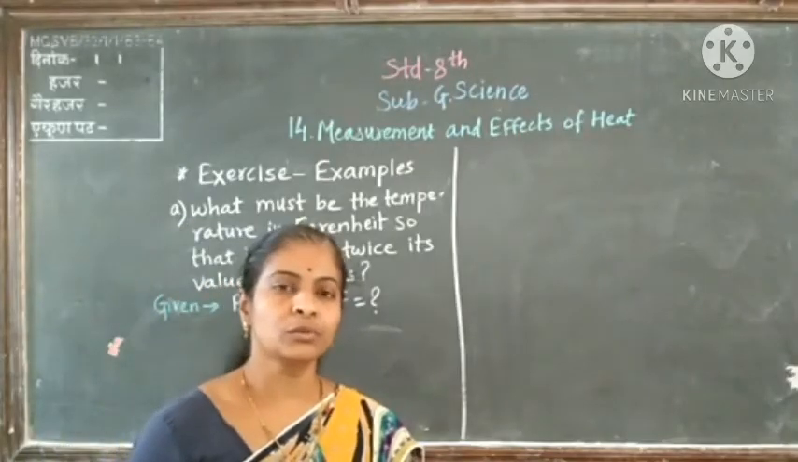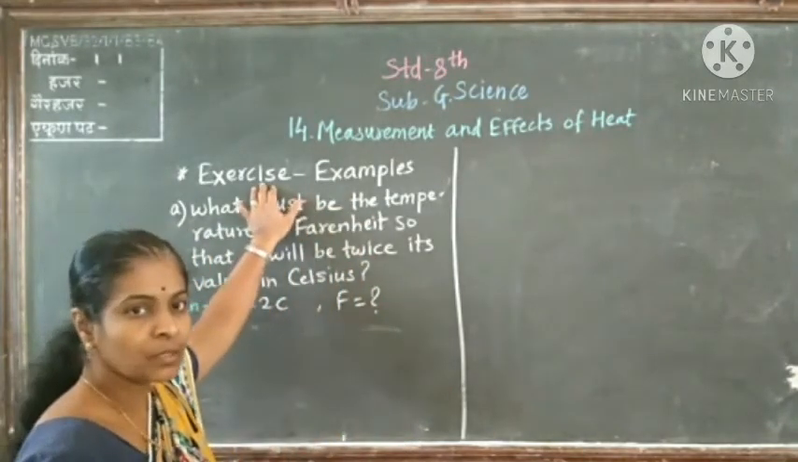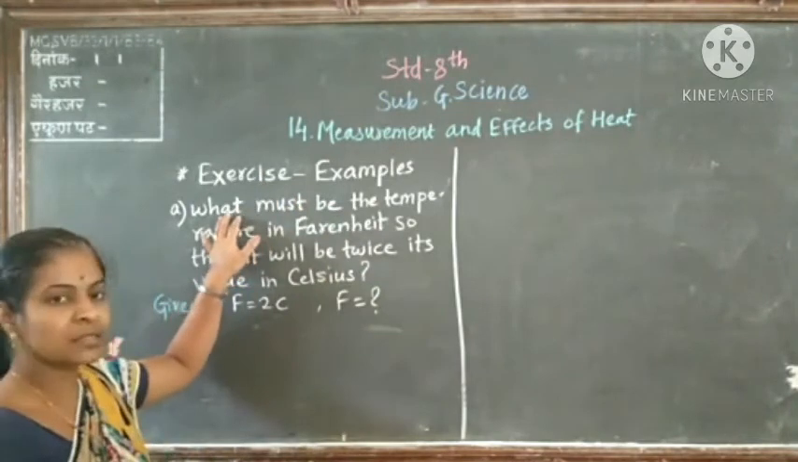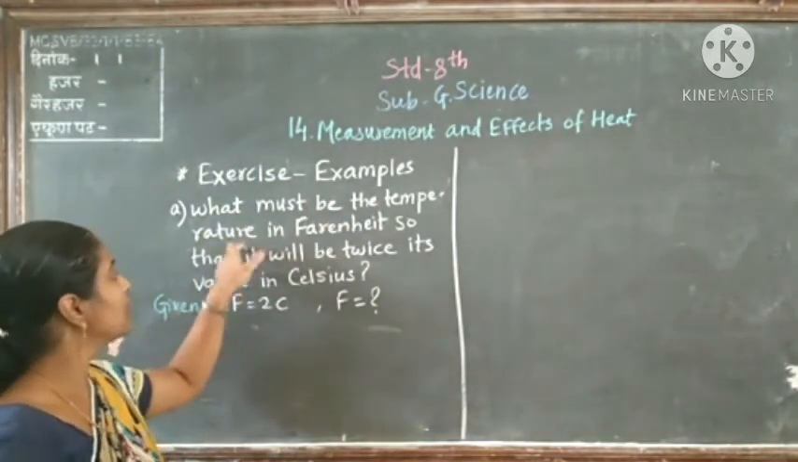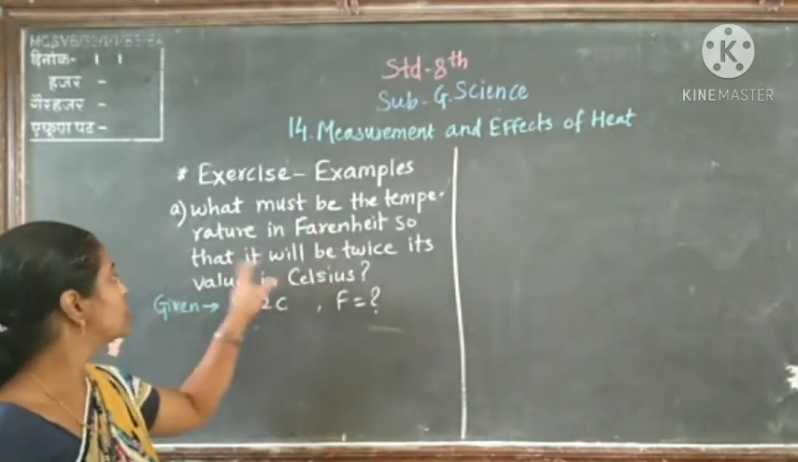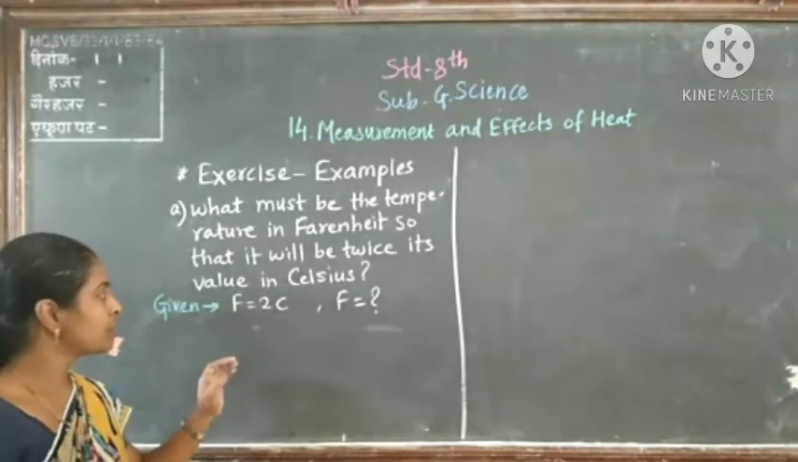Now we are going to solve some examples from the exercise. See the first example given here. What must be the temperature in Fahrenheit so that it will be twice its value in Celsius?